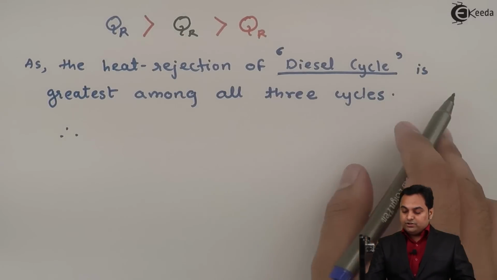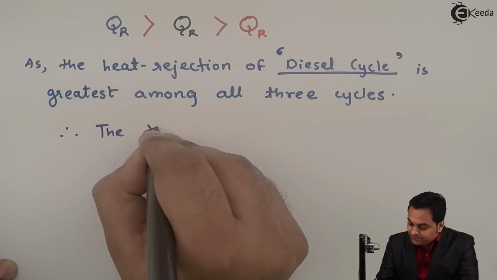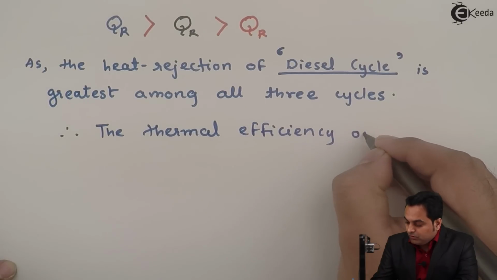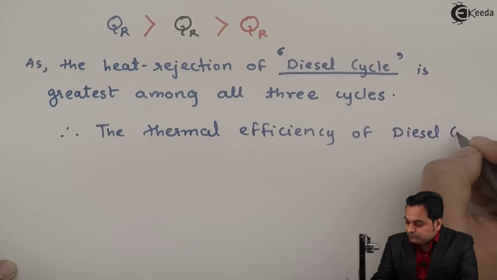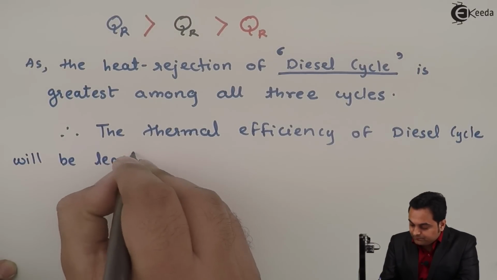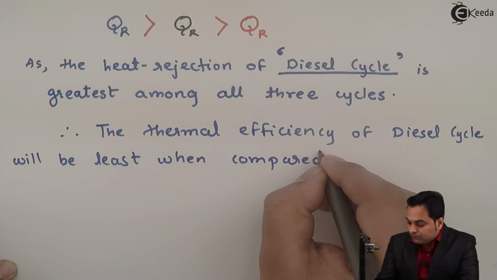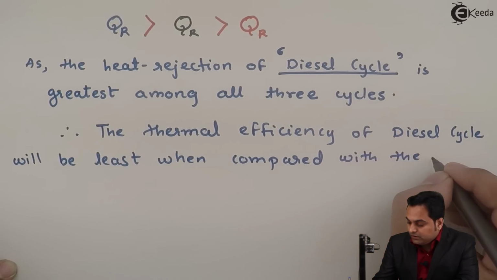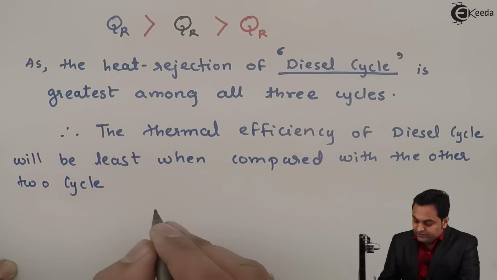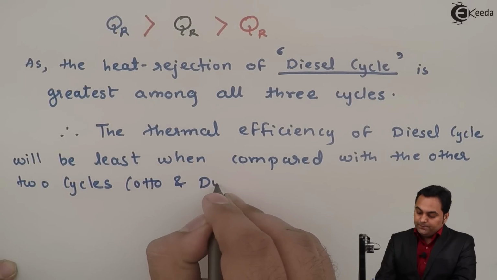So as the heat rejection of the diesel cycle is greatest among all three cycles, therefore the thermal efficiency of the diesel cycle will be least when compared with the other two cycles, that is, Otto and dual.